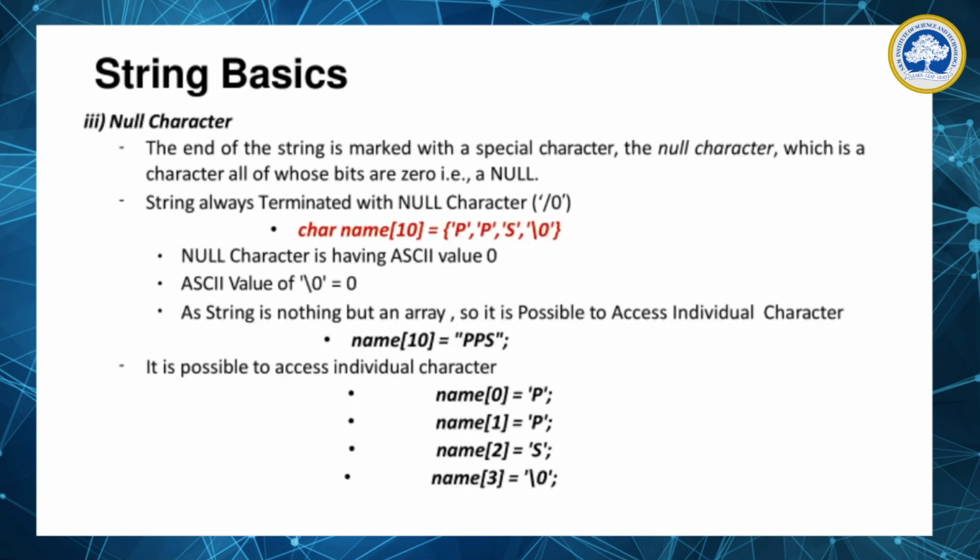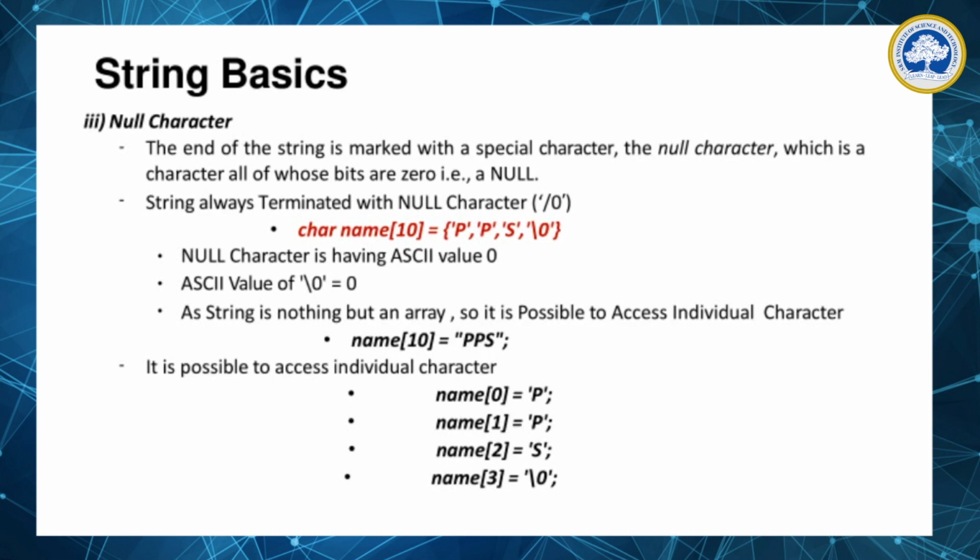Next I move on to the null character. The end of a string is marked with a special character, which we call the null character, a character all of whose bits are 0. So a string is always terminated with the null character, that is backslash zero. For example, if I represent my string using a character array, my string PPS ends with backslash 0, the null character. The null character has the ASCII value 0, so backslash 0 is considered as 0.